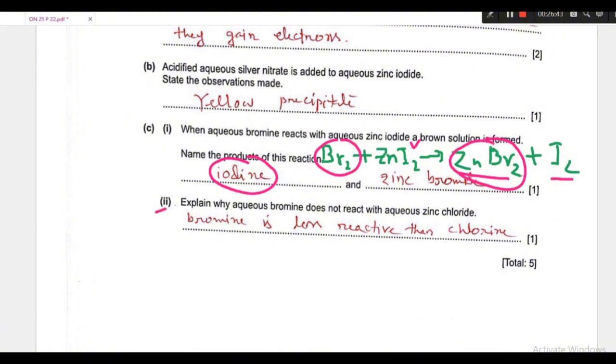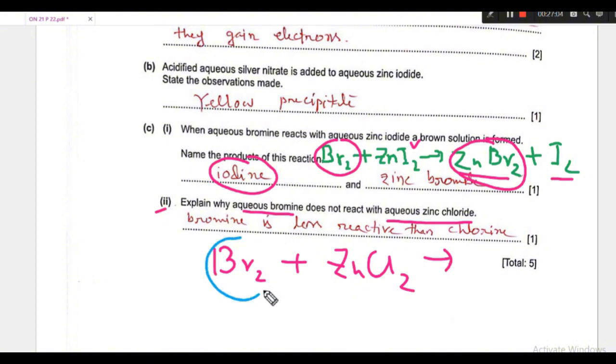Number 2, explain why aqueous bromine does not react with aqueous zinc chloride. Bromine with zinc chloride. So here bromine is less reactive than chlorine, so bromine cannot displace chlorine. That's why this reaction does not happen. So the answer is: bromine is less reactive than chlorine.